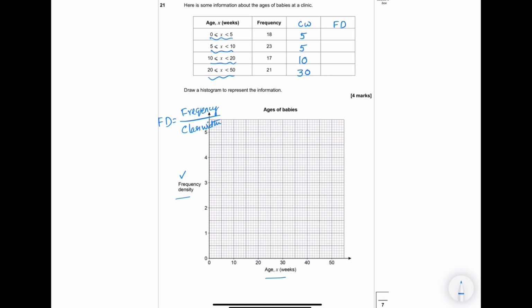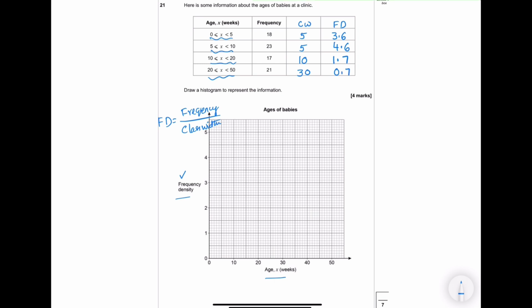For the first interval between 0 and 5, 18 divided by 5 is 3.6. Next interval, 23 divided by 5, which is 4.6. Next one, 17 divided by 10, 1.7. And next, 21 divided by 30 is 0.7.